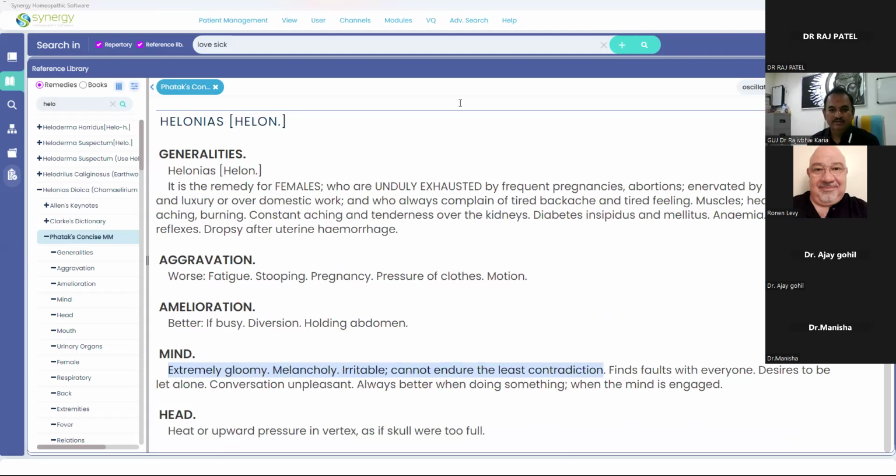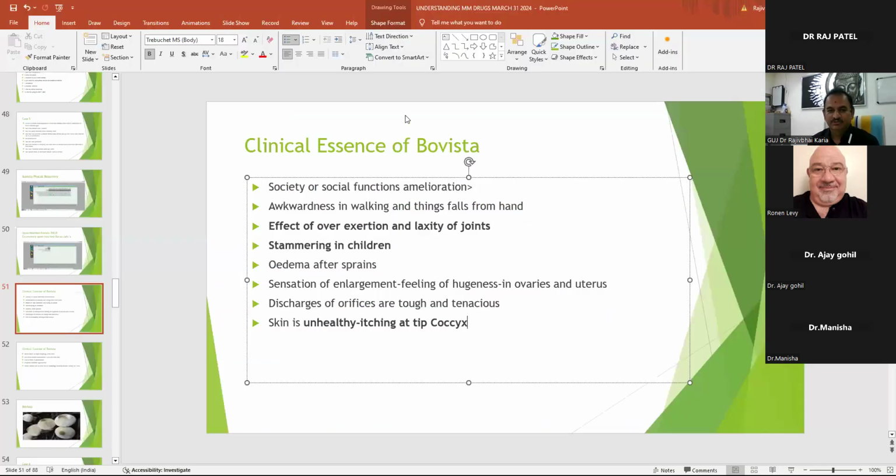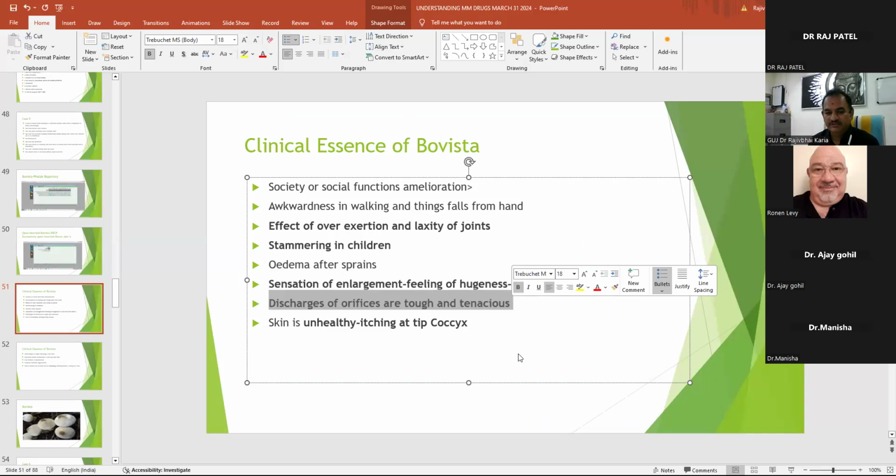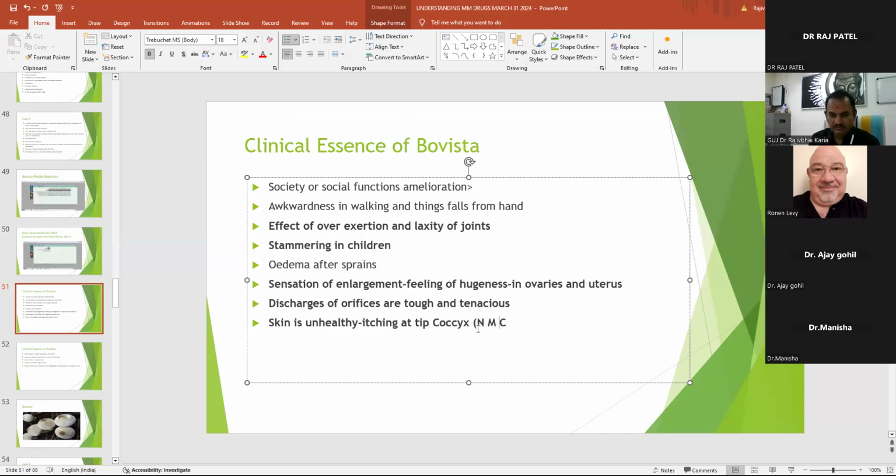We are changing the track frequently, so we'll jump to that. Edema after sprains. Sensation of enlargement, feeling of hugeness in ovaries and uterus. Discharges of orifices are tough and tenacious. Skin unhealthy, itching at tip of coccyx. It is given very well in N.M. Choudhury. So we'll open N.M. Choudhury.